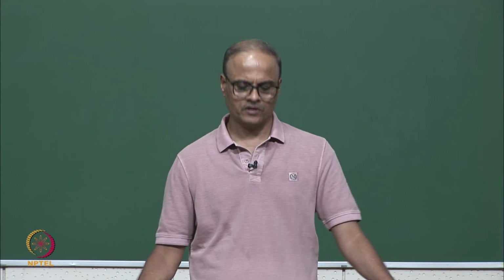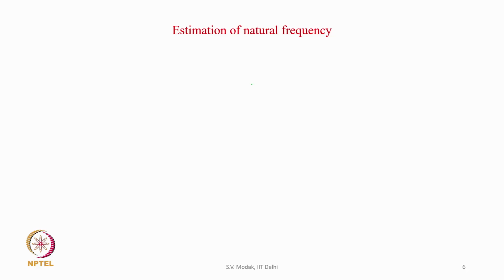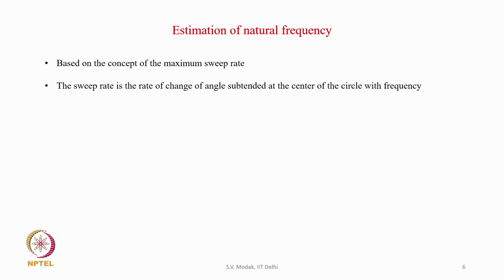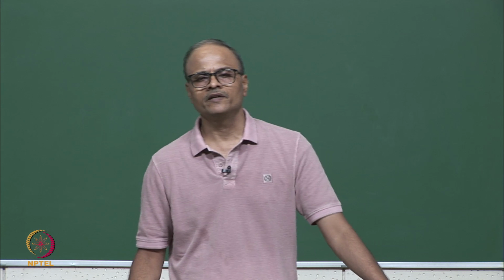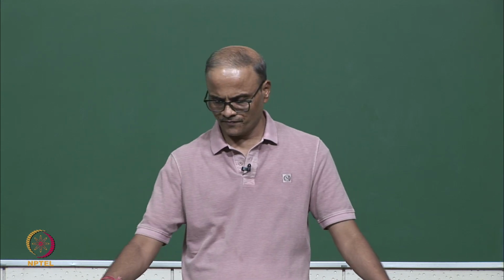So, how is natural frequency estimated? It is based on the concept of the maximum sweep rate, which was proposed by Kennedy and Pankow long back. This sweep rate is the rate of change of angle subtended at the center of the circle with frequency. So, let us try to analyze how this sweep rate is related to the natural frequency.